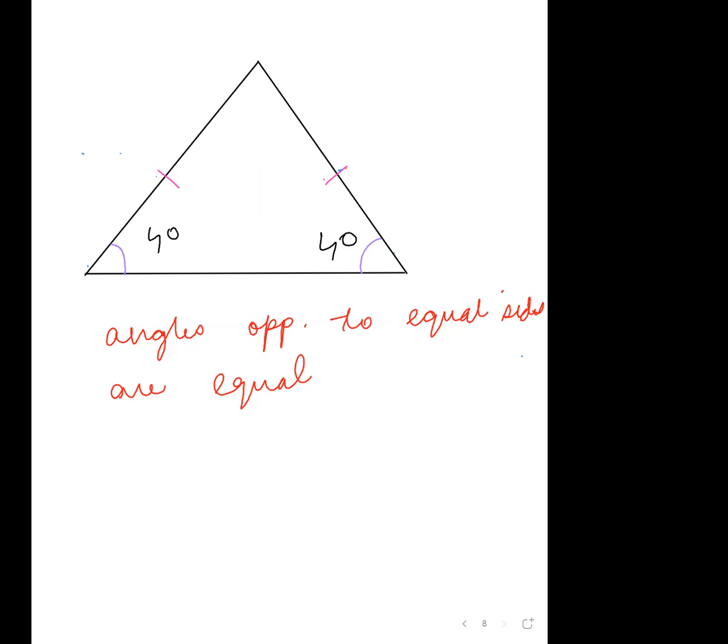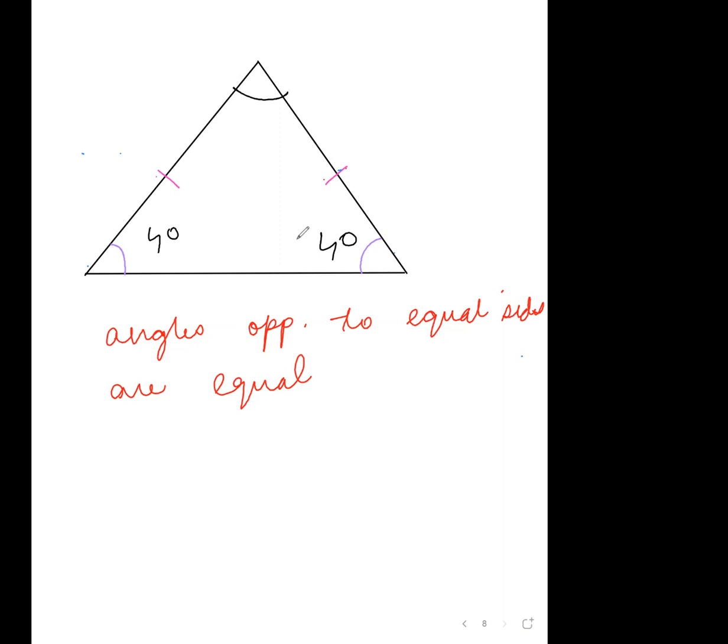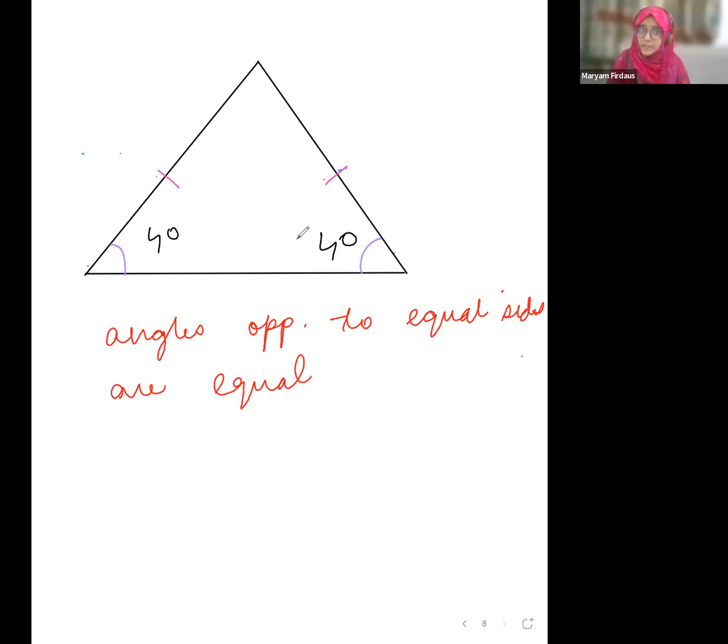Hiba, 180. What is the angle sum property? The sum of the interior angles is 180. Then write it down. What should I write? 40 plus 40 plus the unknown angle. You can call it question mark or whatever. Plus the unknown angle is how much?